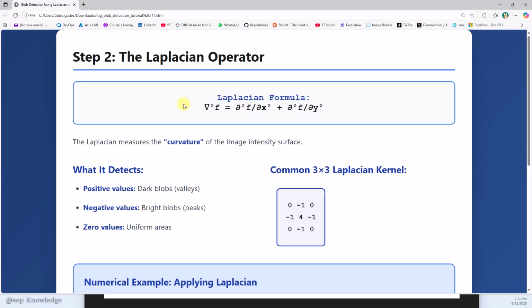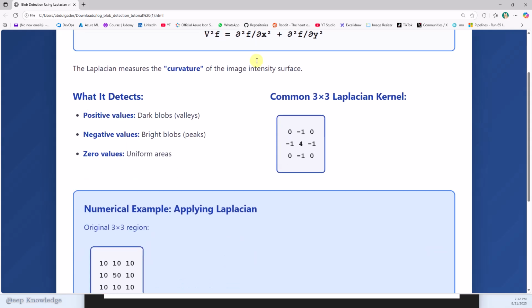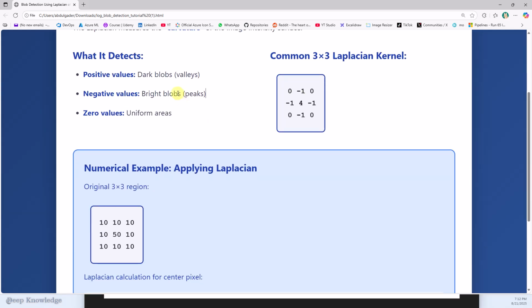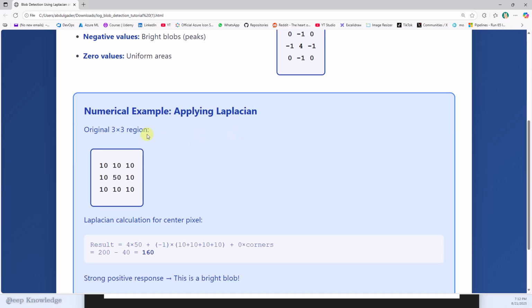After assuming this, we have the Laplacian. We have seen how we get this filter here. Last time I showed you how we got this filter. Now we will try to detect the blobs. Positive values are dark blobs, and negative values are bright blobs, and zero is a uniform area, or maybe no blobs there. So assume that we have this part of the image, 3 by 3, taken from any image.